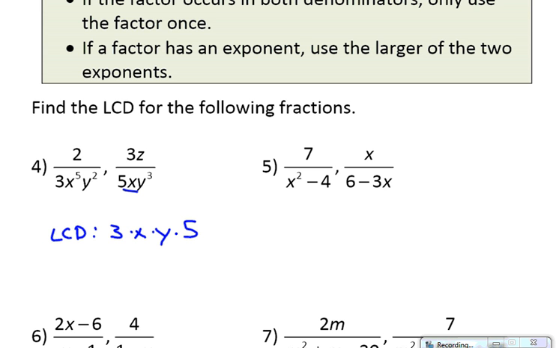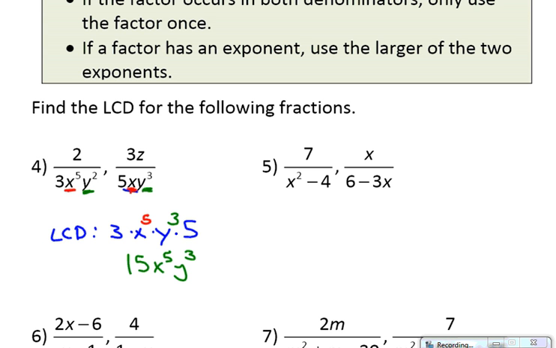Then I'm going to compare what their exponents were in the original. For my x's, I have x to the 5th and x to the 1st, and I need to use the larger of the two. So x to the 5th will be my exponent for my x's. For my y's, when I compare those, here I have a y squared and a y cubed. The larger exponent is 3, so my y will have a 3 on it. So when I rewrite this, I will have 15x to the 5th, y to the 3rd, and that will be my lowest common denominator.